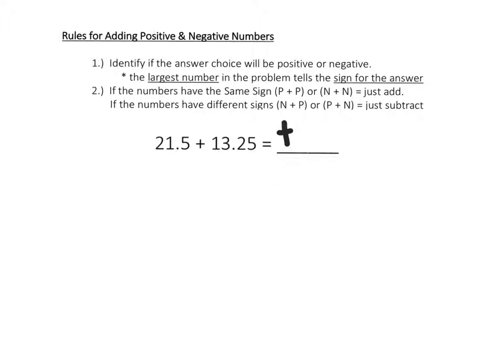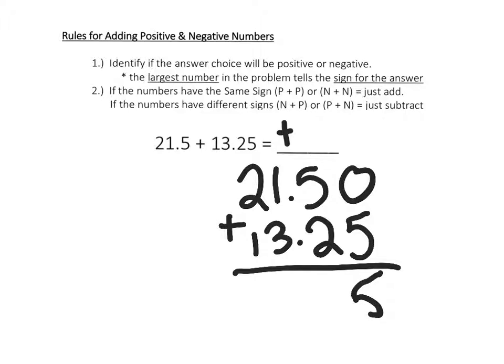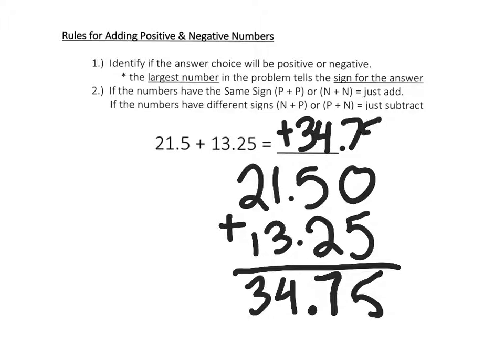Now we can do our normal adding strategies by lining up our decimals. And I like to add a 0 just for place value. So now we can add 0 plus 5 gives us 5. 5 plus 2 gives us 7. Bring our decimal down. 1 plus 3 gives us 4. 2 plus 1 gives us 3. So our final answer is 34.75.